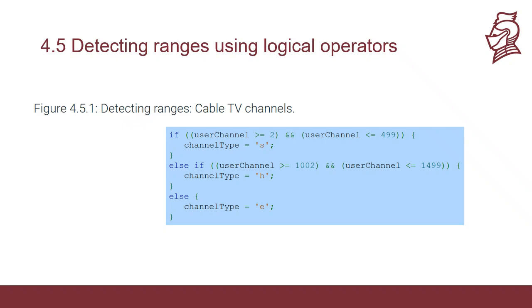So we can detect ranges using logical operators in our code this way. If user channel is greater than or equal to 2 and user channel is less than or equal to 499, then channel type is S. Otherwise, if user channel is greater than or equal to 1002 and user channel is less than 1499, channel type is H. And so you can see how that's done. It's the same thing. You're explicitly defining ranges using the logical operators in Java. So this is what the actual code would look like.